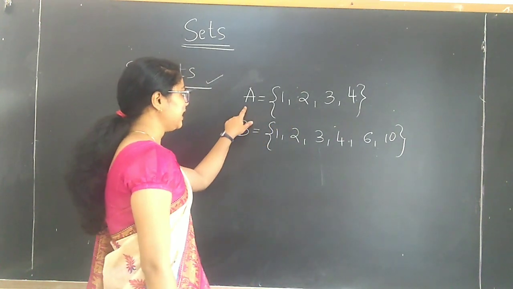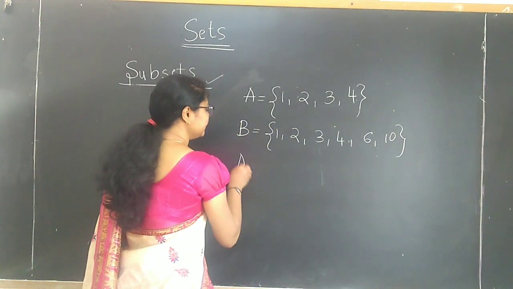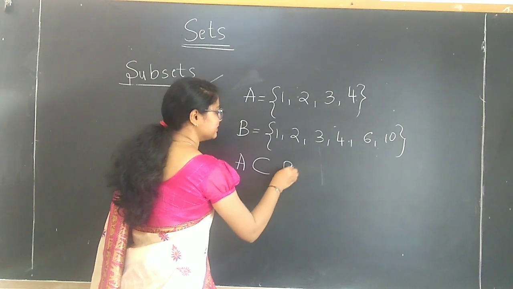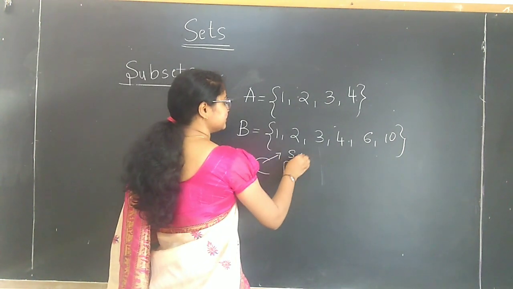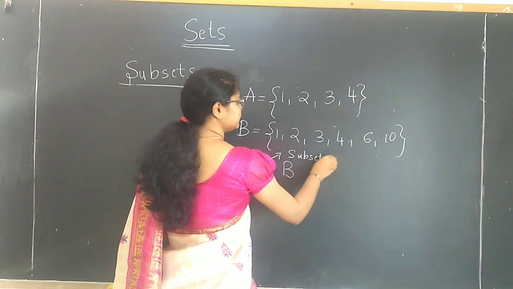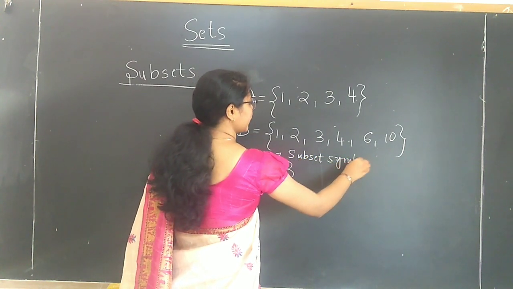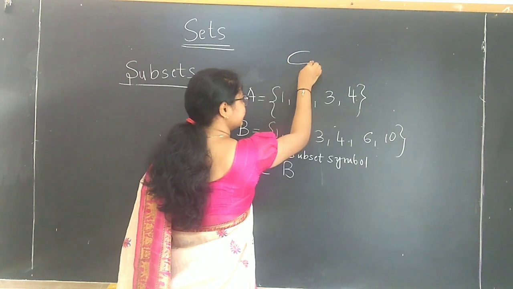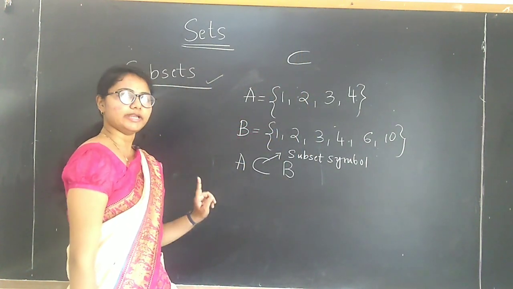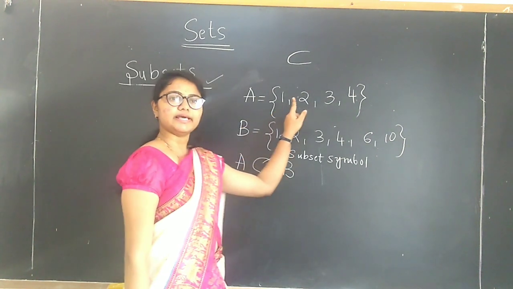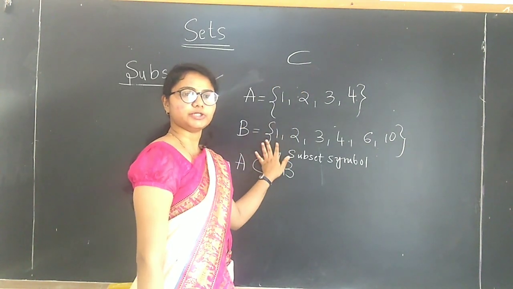Okay. Now see, A is called a subset of B. Subset is denoted by this symbol. This is called the subset symbol. Always you have to denote it like this. A is called a subset of B. Is it true or not? Let me check. What does the definition tell? Every element of A should be there in B.